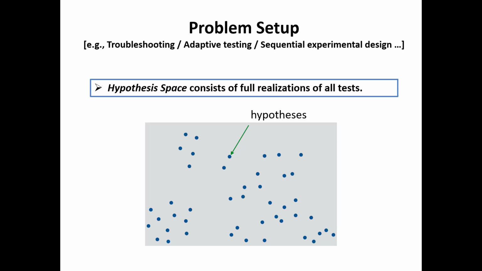In this formulation, we have also a hypothesis space which consists of the full realizations of all tests. If we have n tests, then we will have a hypothesis space of cardinality 2 to the power of n different members. So here you see a demonstration of this hypothesis space. Every point corresponds to one specific hypothesis, which is actually an n-dimensional vector, wherein each element corresponds to one specific test outcome.